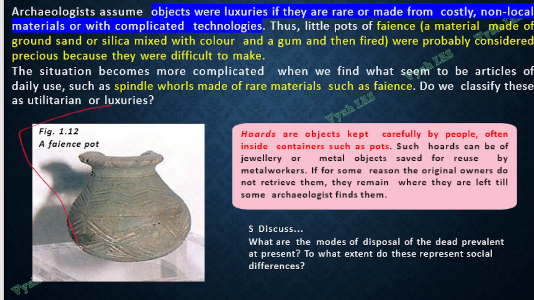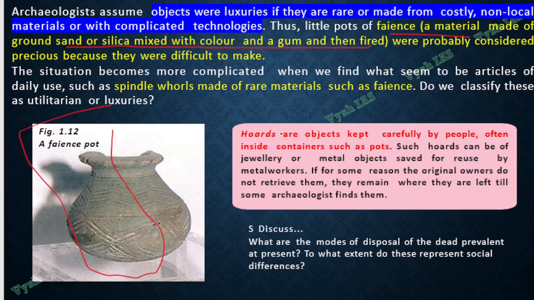You can see this one is a faience pot. Faience is actually a material made of ground sand, silica mixed with color and gum and then fired. So it's a little difficult to make. That is why it is considered precious, and so it is very rarely found also. Inside this you can store some things. Sometimes you find gold stored inside this. So if UPSC asks whether Harappans were aware of gold, it should be true.